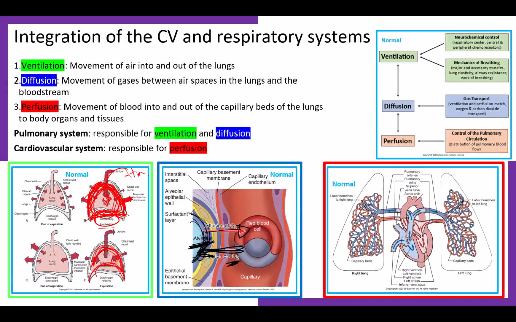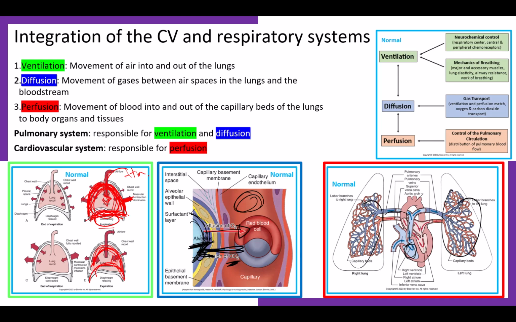So perfusion is the movement of blood through the pulmonary system, right? So you've got blood flow into the pulmonary system from the right side of the heart. So blood goes from the right ventricle in through the pulmonary trunk, the pulmonary arteries, and then into the lungs, where this is where the blood comes in.